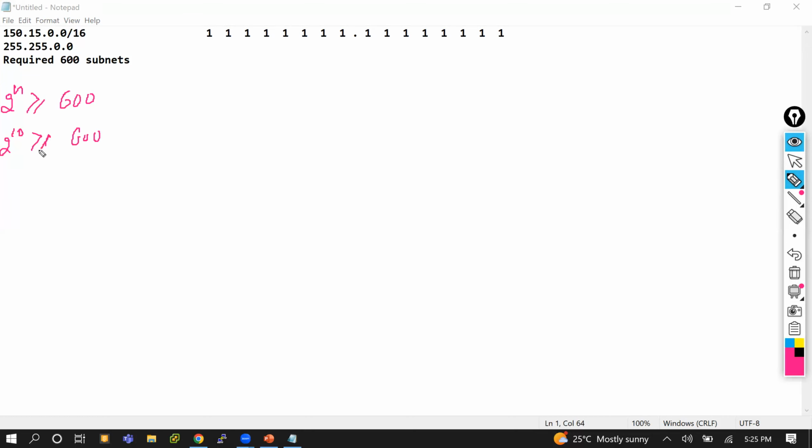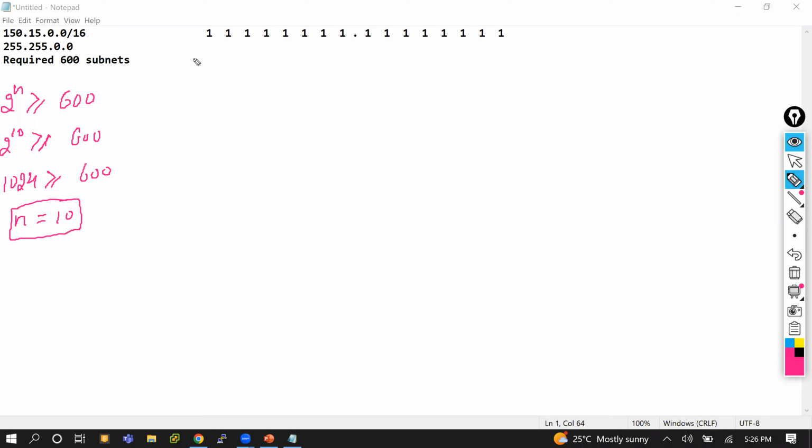Let me calculate. That is 1024, which is greater than or equal to 600. Now what is the n value? 10. So how many bits do we have to borrow now? 10 bits. From where do we have to borrow the 10 bits? From the third octet 8 bits and from the fourth octet 2 bits.